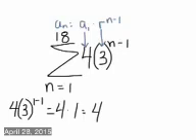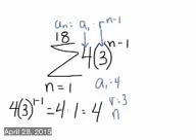What's the ratio then? What's in the R spot? 3. So I've got A1 is 4. R is 3. How many terms am I summing, Tasha? 18. Holy cow. So my N is 18. Do you have your calculator, Tasha? No? Somebody does. Reese does.